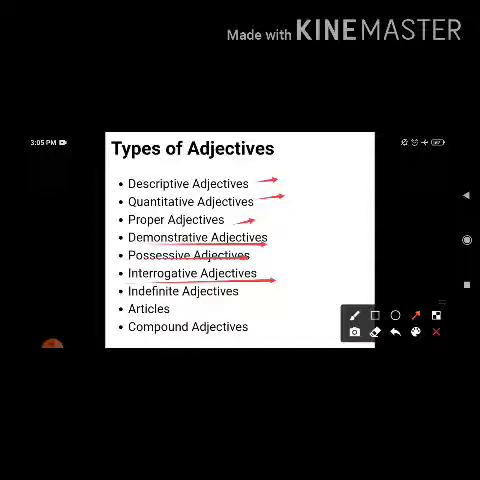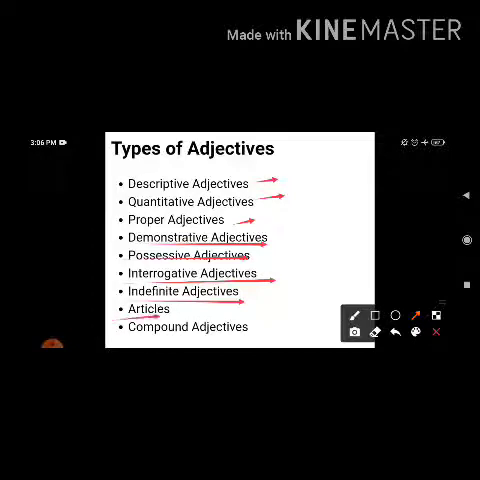Or whose. And there is one more, that is indefinite adjectives. What are indefinite adjectives? These adjectives tell us about the number of something. For example, some water, right? Or more rice, right? Or you can say he faced more deliveries, right?